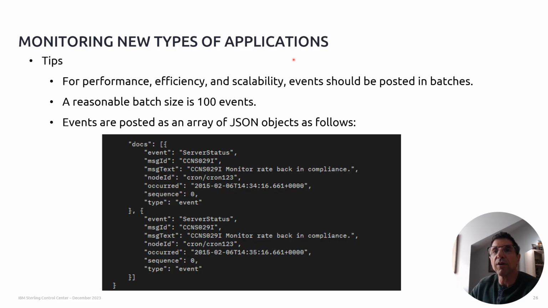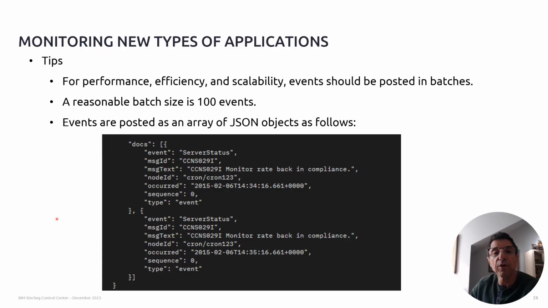And a very important tip for performance reasons and efficiency, scalability, you name it, events should be posted in batches. Don't send in events to Control Center every millisecond, one at a time. Post them in a batch. And a batch would just be, in JSON terms, a list of events. In this list, you can see it starts with a square bracket, and then we've got the open curly bracket and the closed curly bracket. And we're sending in a server status event, and we're sending in another server status event. And because they're in brackets, we've got a batch of 2.